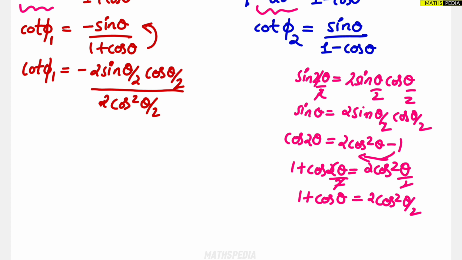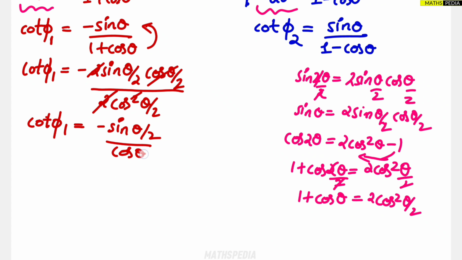Now here 2 and 2 get cancelled. 1 cos theta by 2 and 1 cos theta by 2 cancel. So what is remaining? Cot phi 1 is equal to minus sin theta by 2 by cos theta by 2.